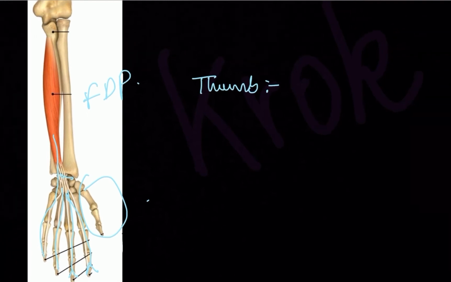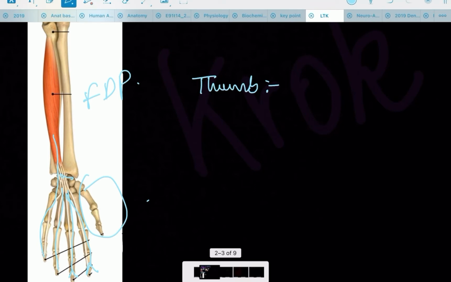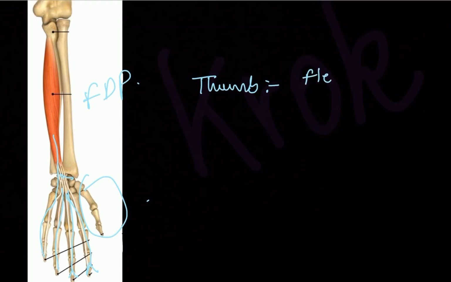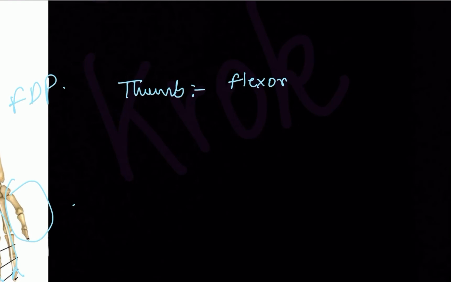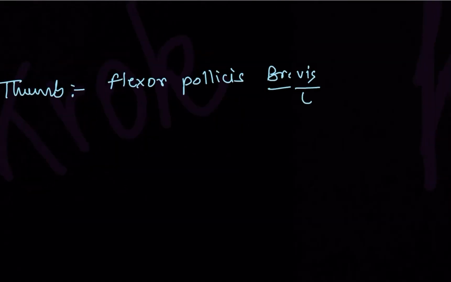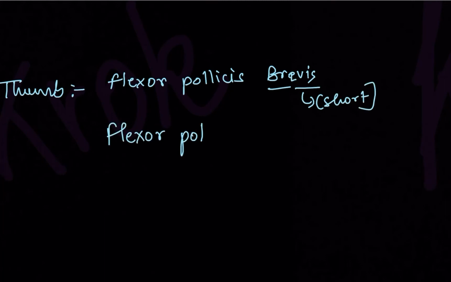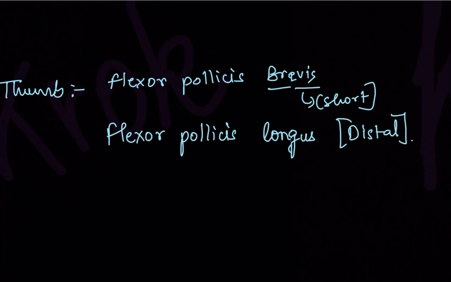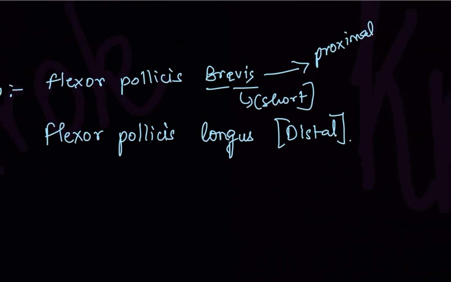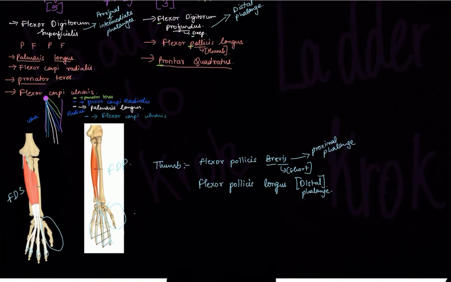Then there is one muscle which you have to know. There we will learn flexor pollicis brevis. That flexor pollicis brevis supplies the proximal phalanx. Brevis means short. And you have flexor pollicis longus. That will supply your distal phalanx. Flexor pollicis brevis goes to your proximal. Intermediate is not present in the thumb, right? Phalange, distal phalange. Okay, I hope now this is clear.